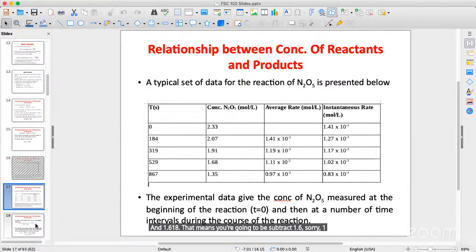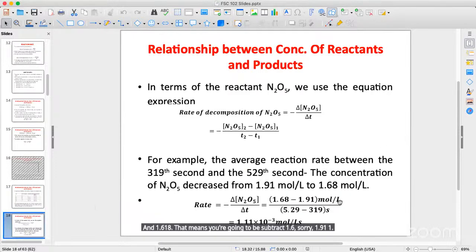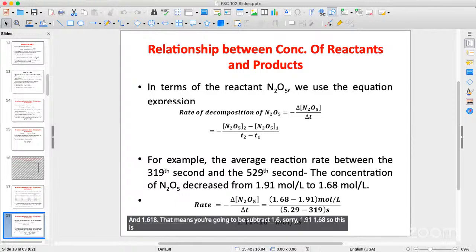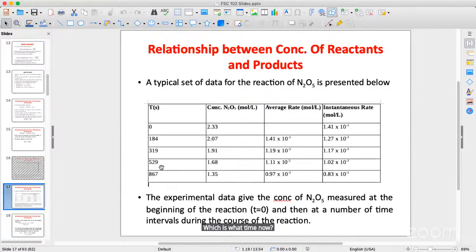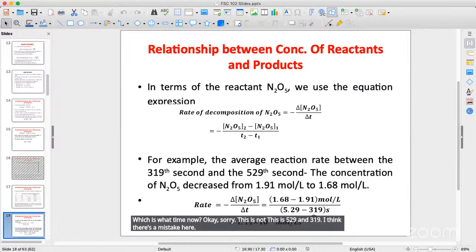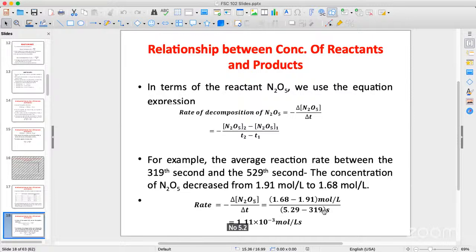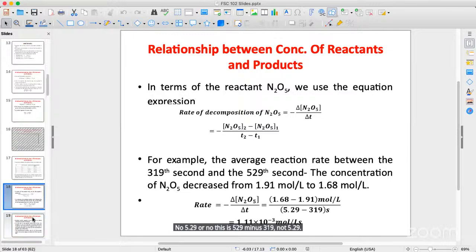1.91 from 1.68. And now the time also, which is what time now? Sorry, this is 529 and 319. I think there's a mistake here. Not 5.29, this is 529 minus 319. And so you have this answer.